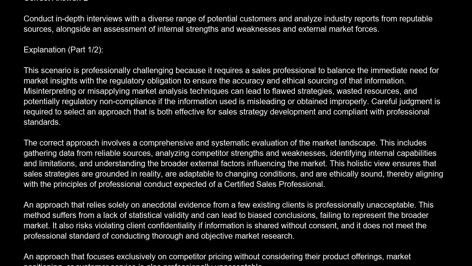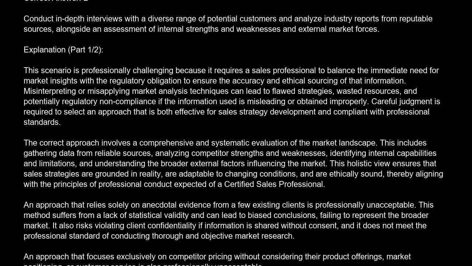The correct answer is B. Conduct in-depth interviews with a diverse range of potential customers and analyze industry reports from reputable sources, alongside an assessment of internal strengths and weaknesses and external market forces.